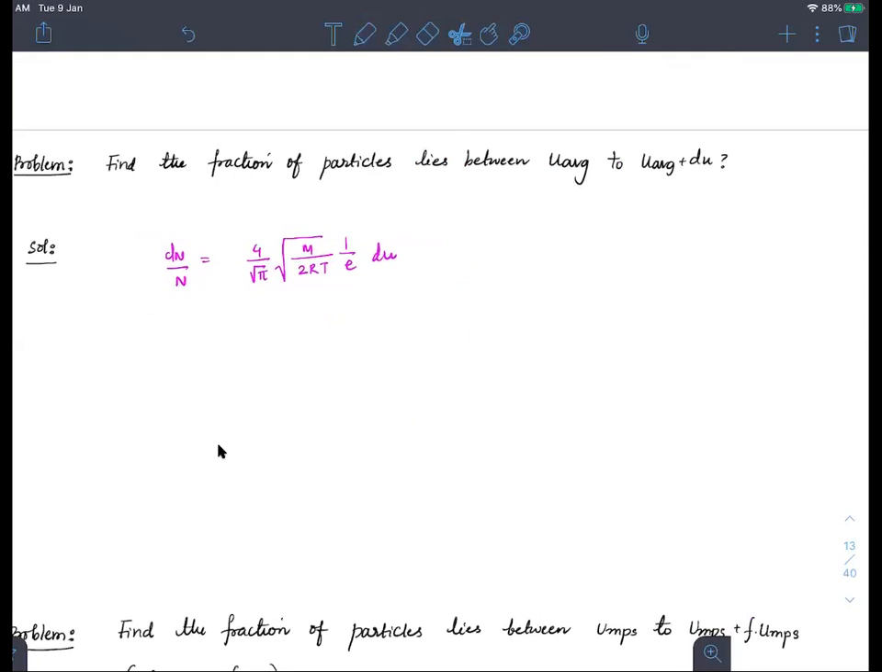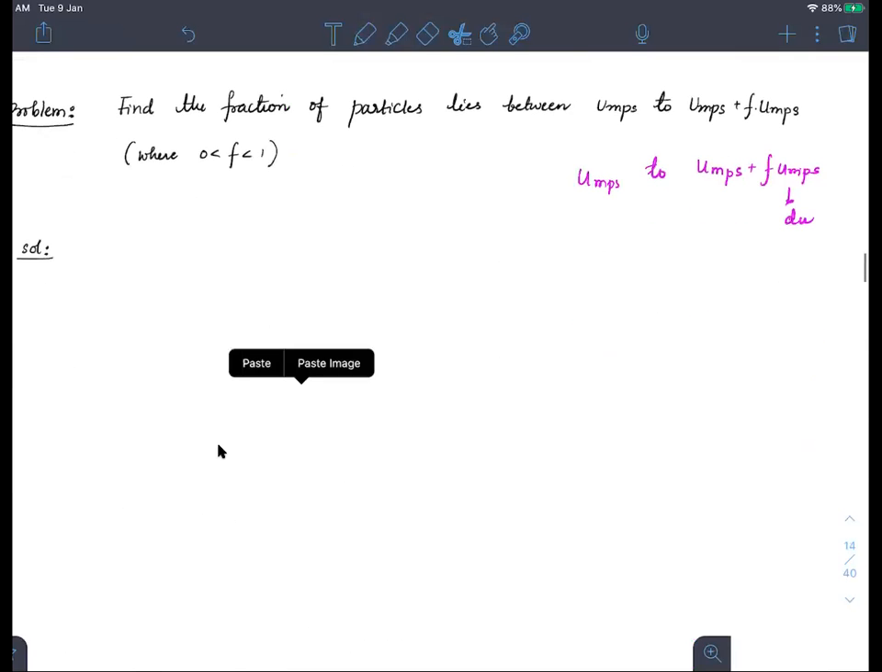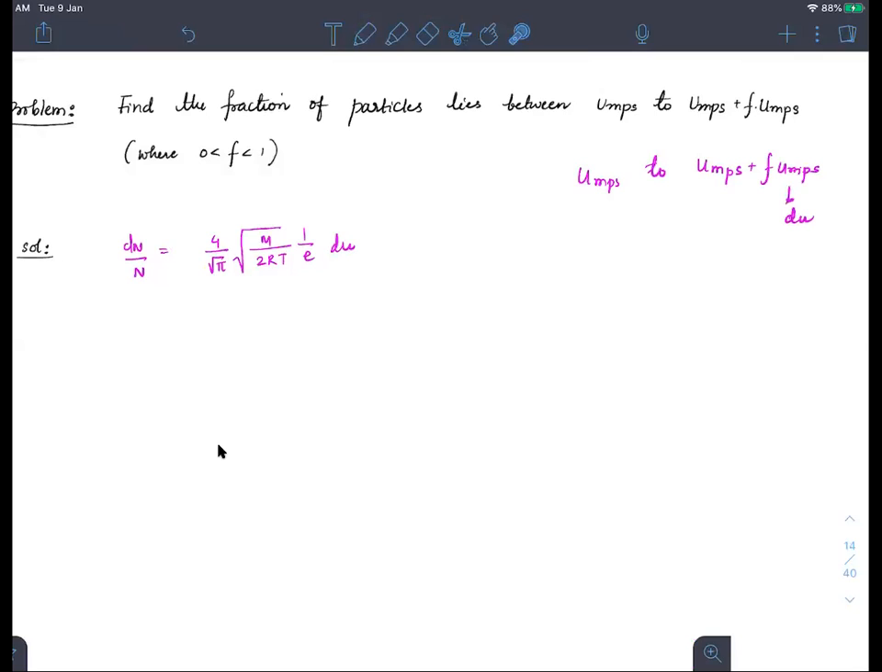So after solving everything, let us imagine we got this. Sorry, not here. This next question. So imagine we got till this point. Okay. Now instead of this du, I have to replace that with what? F times of U MPS. Everybody got this point now? This F is a fraction which is present between 0 to 1. Okay. So which means I will write this as 4 by root pi into M by 2 RT multiplied by 1 by N into F into URMS.